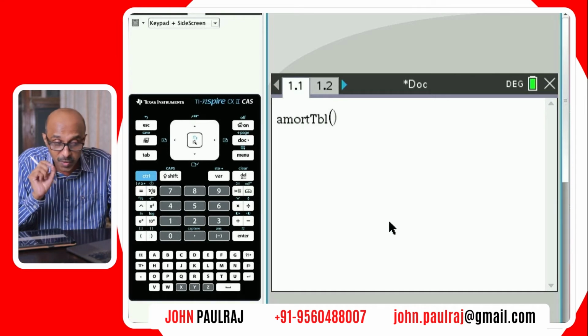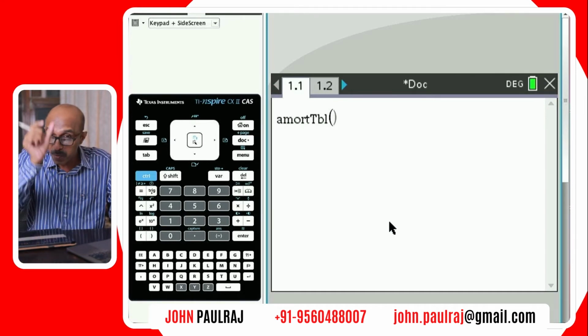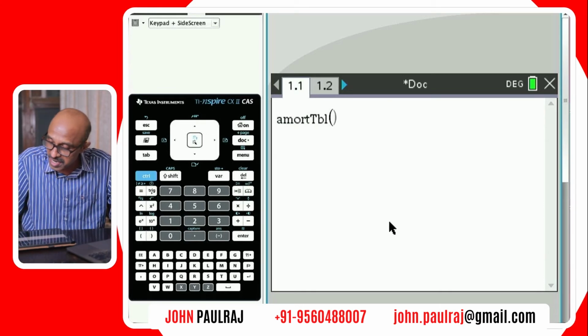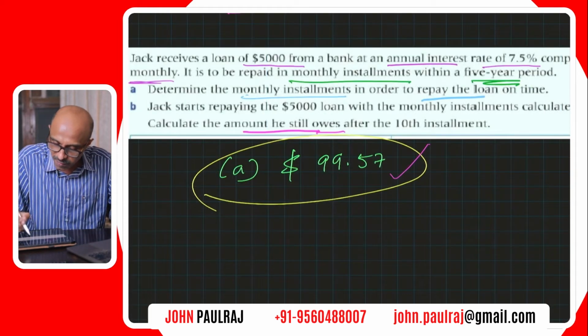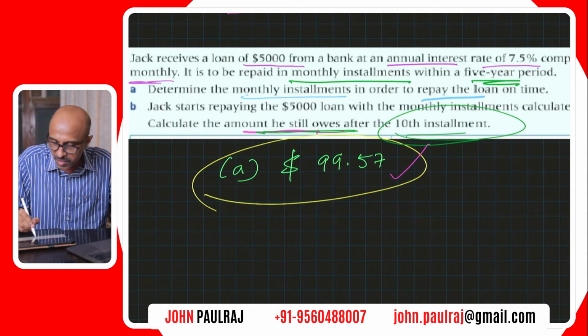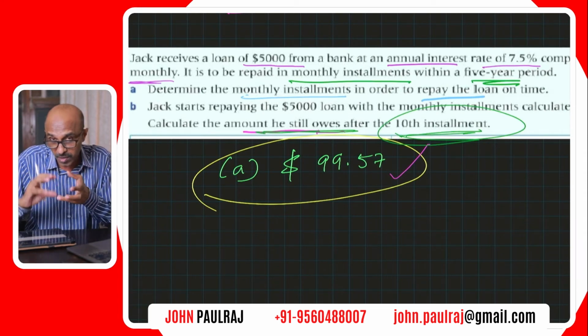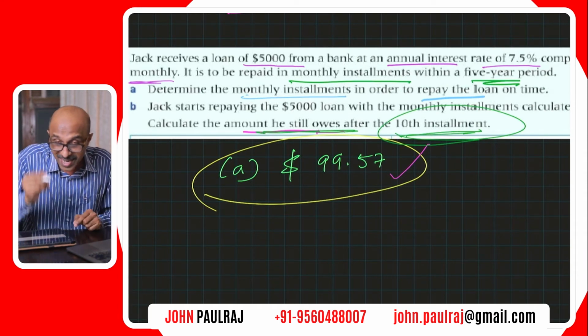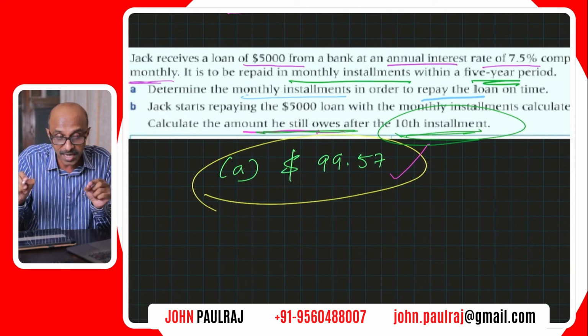Okay, the first number that we're going to enter is the number of entries. The question says that we want to find the amount that he still owes after the 10th installment. Because we need the amount he still owes the bank at the end of the 10th installment, we need at least 10 entries. So we need the 10th entry also.